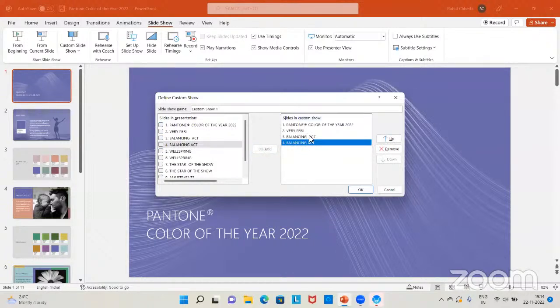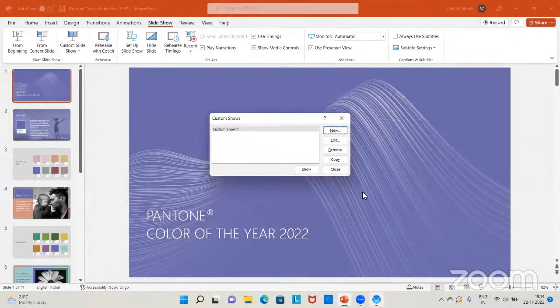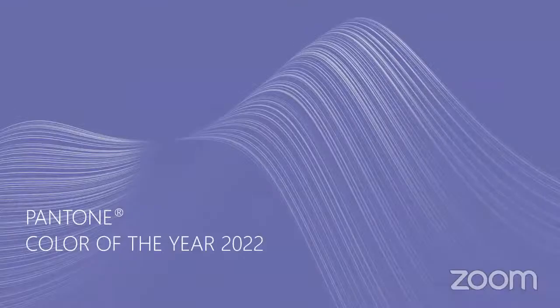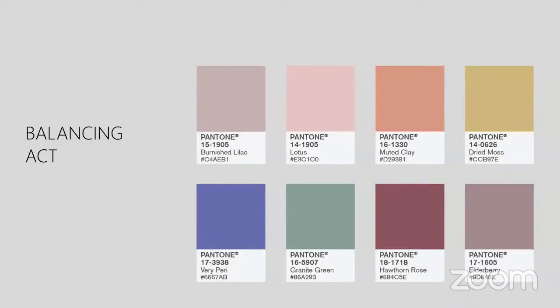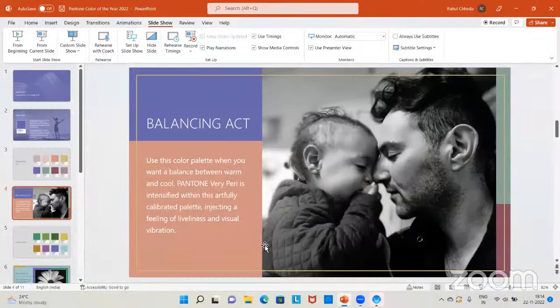And if you want to rearrange the slides, you can do that by using the up option. If you want to remove anything, you can click on the remove option. Once this is done, you can just click on OK. And you will see that the custom show is over here. So you can select it and click on show. You will see that only the 4 slides will be there in the slideshow. So this is how we can create a custom show.